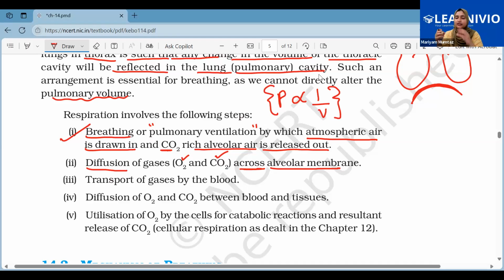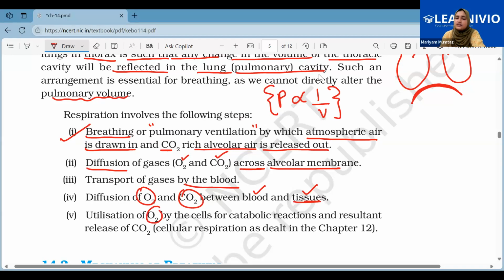For example, this is the alveoli and here is the blood. Here is the gas. So the gas, oxygen, comes into the alveoli. From the alveoli, it gets diffused into the blood. And then you know that our blood is circulating everywhere in our body. So the blood carries oxygen everywhere, like a pipeline system. So the transportation of gases by the blood, and then the oxygen and carbon dioxide get diffused between the blood and the tissues wherever it is required.